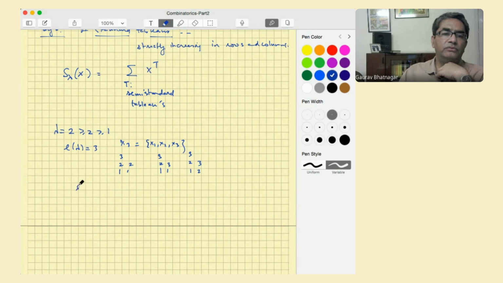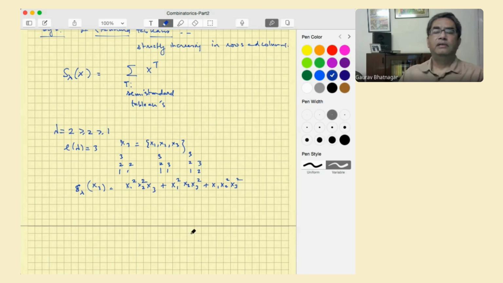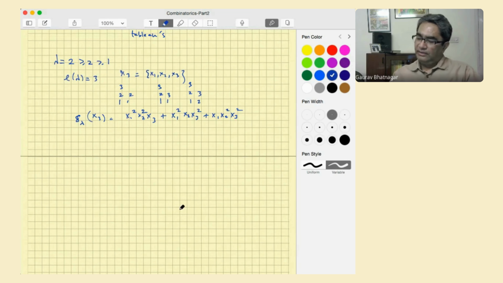So s_lambda of x3 is equal to x1 squared, x2, x3, so 2 of 1s, 2 of 2s, and 1 of 3, plus x1 squared, x2, x3 squared, plus x1, x2 squared, x3 squared. And then I thought that what we do is let's calculate the other way. So I started like this.